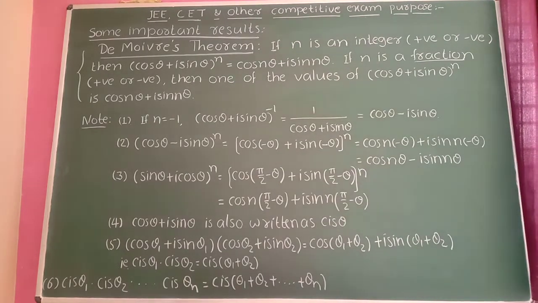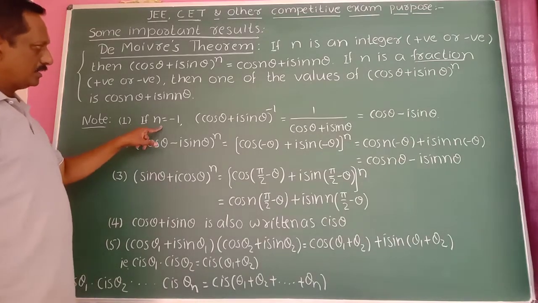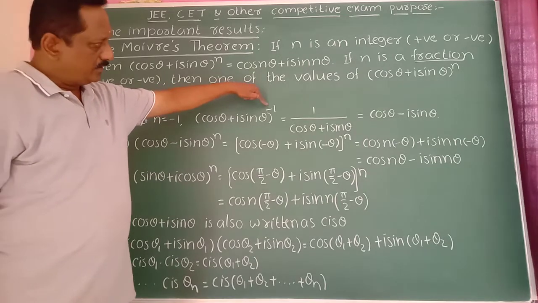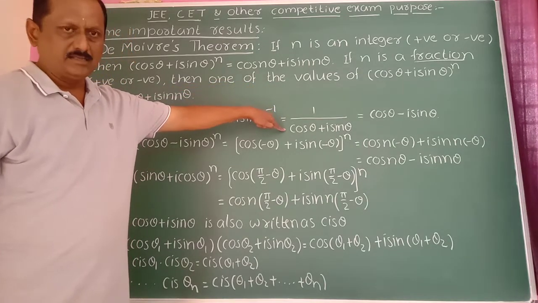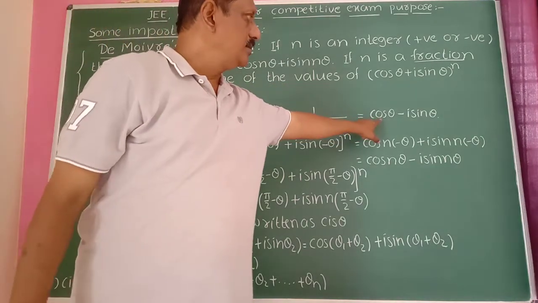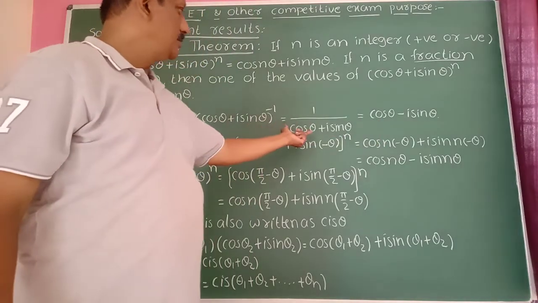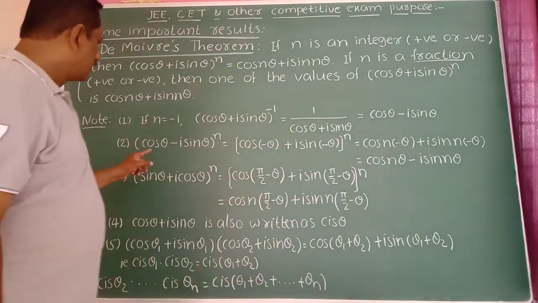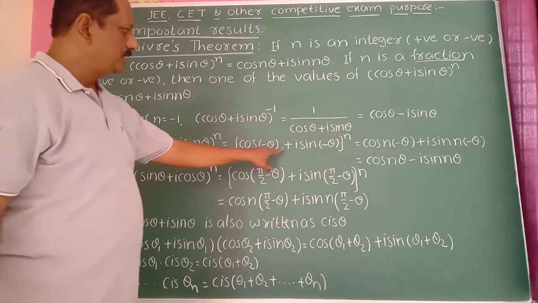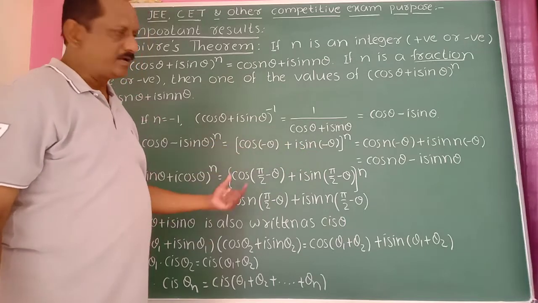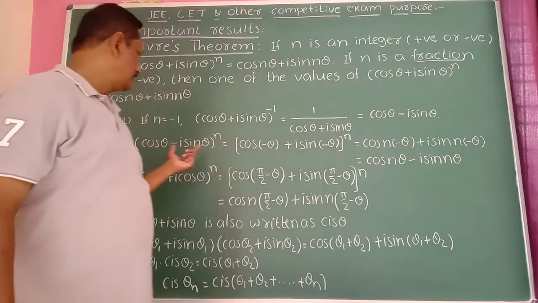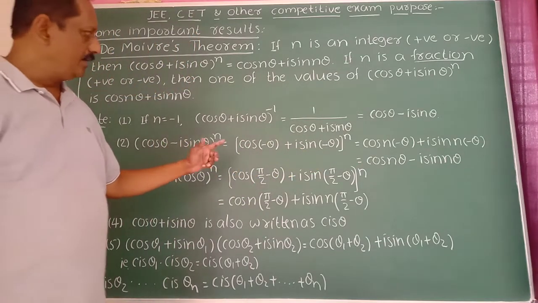So note here, first note, if n is equal to minus 1, then (cos theta plus i sin theta) raised to minus 1 is 1 upon cos theta plus i sin theta, and rationalizing and simplifying, we get cos theta minus i sin theta. Therefore, (cos theta minus i sin theta) raised to n is equal to cos of minus theta plus i sin of minus theta. You know the trigonometry formula: cos of minus theta is cos theta and sin of minus theta is minus sin theta. And n is a positive integer here.